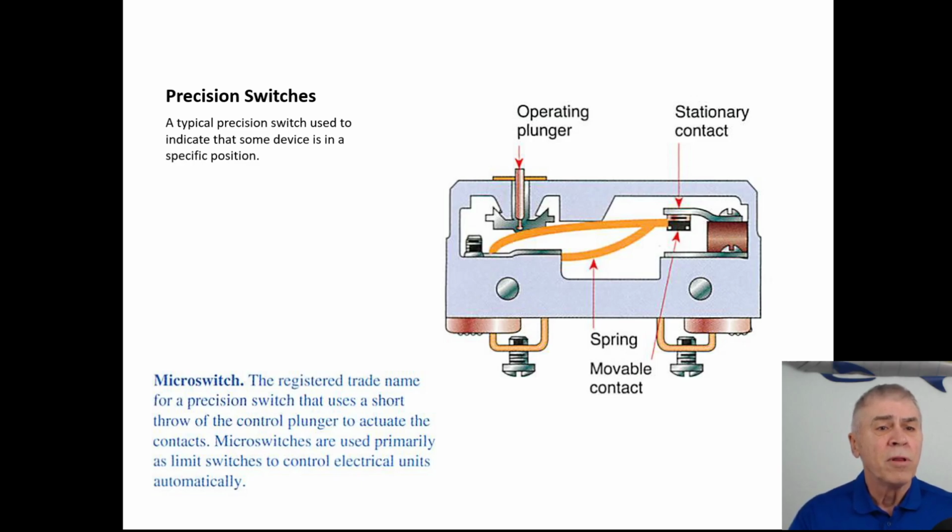They're used primarily as limit switches. So basically, if the operating plunger is placed precisely on the landing gear, it can determine its position and illuminate a light in the cockpit.